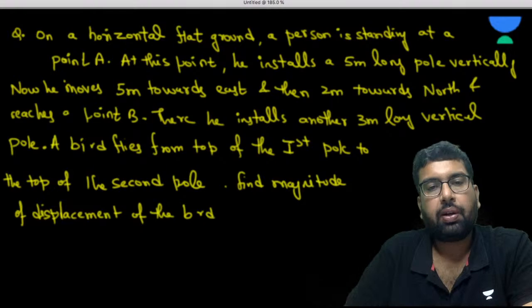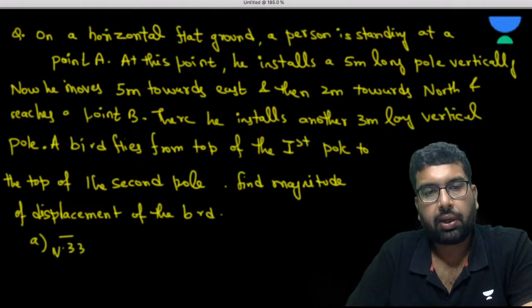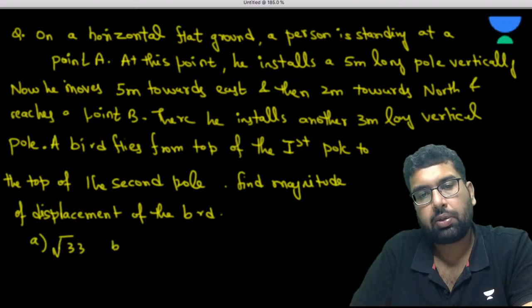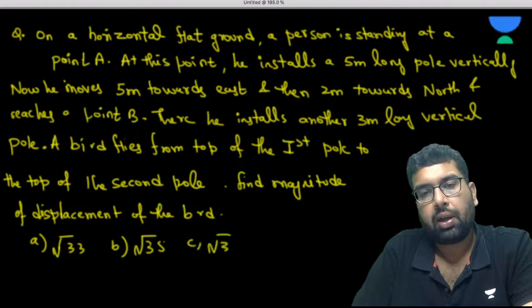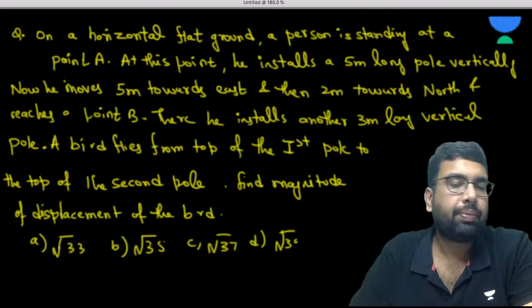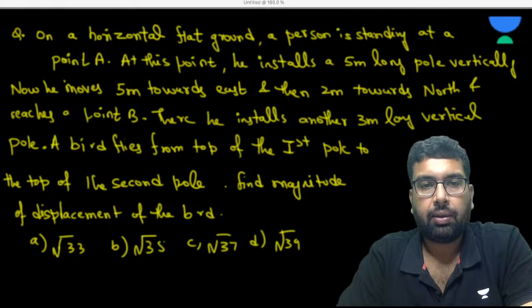I'm very sure we can do it. Let me give you some options here. A is root 33, B is root 35, C is root 37, and D is root 39. Can you please do it? I'm very sure we can do it if we try to. Please go for it.